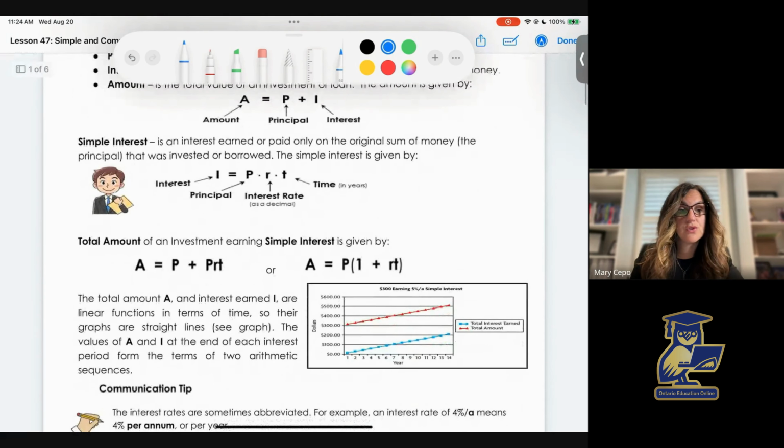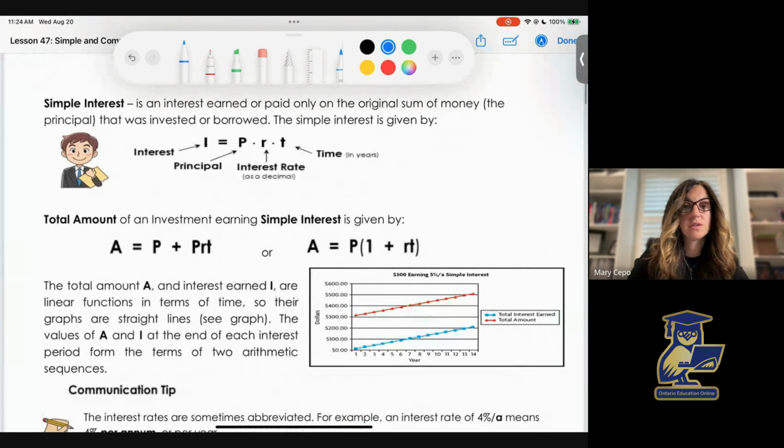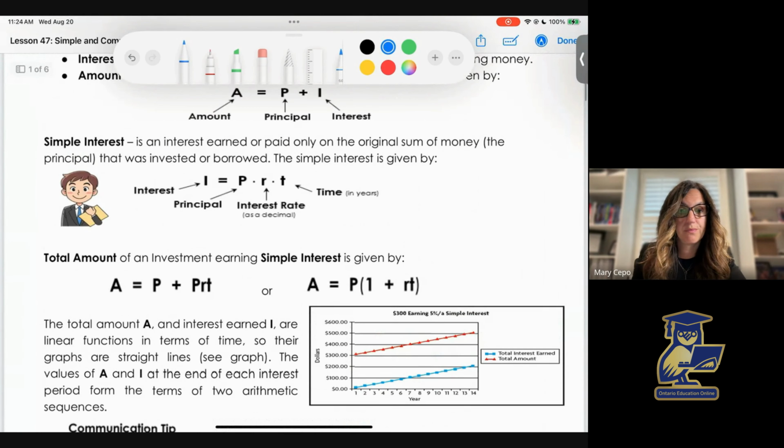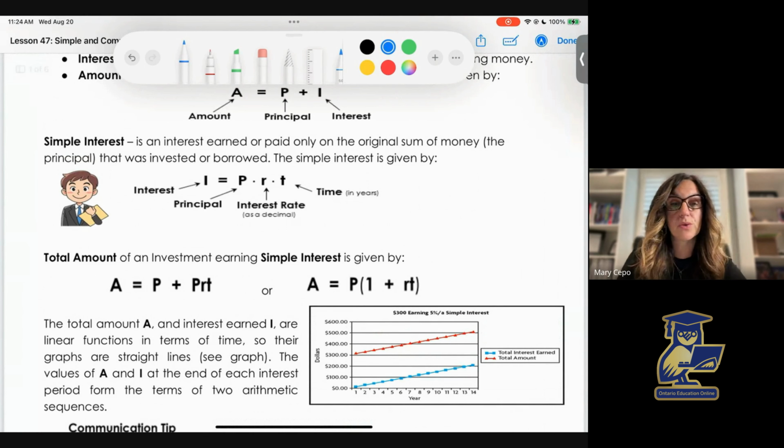Simple interest is interest earned or paid only on the original sum of money, which is the principal that was invested or borrowed. The simple interest is given by the following formula. Interest is equal to the principal amount, the money borrowed or invested, times the rate, which is always expressed as a decimal, times the time, which is always expressed in years. The total amount invested earning simple interest is given by A equals the principal plus P times R times T, which is simply that interest.